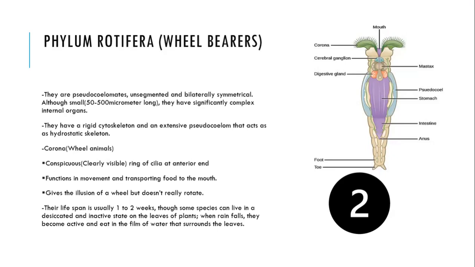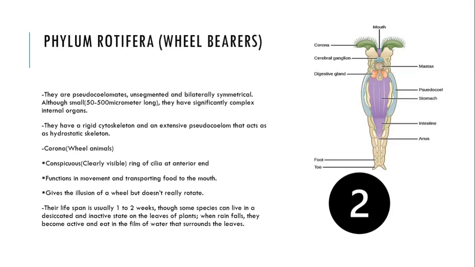Also, these animals are generally small in size, 50 to 500 micrometers long, and they have complex internal organs. Also, they have a rigid cytoskeleton and an extensive pseudocoelom that acts as a hydrostatic skeleton. Okay, so the pseudocoelom that they have acts as a hydrostatic skeleton.